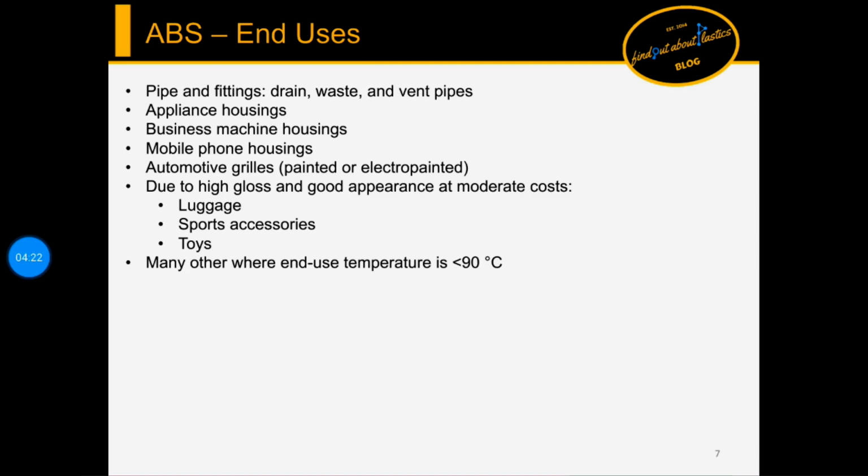What are the end users? ABS has many different end users, ranging from pipe and fittings, appliance housings, business machine housings, automotive parts such as grilles and body parts, and due to the high gloss and good appearance, it is used in luggage and sports accessories. And many of us know ABS from toys like the Lego bricks.